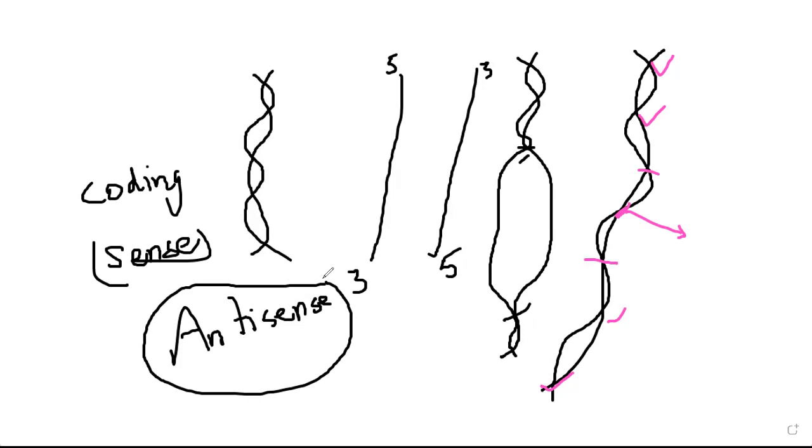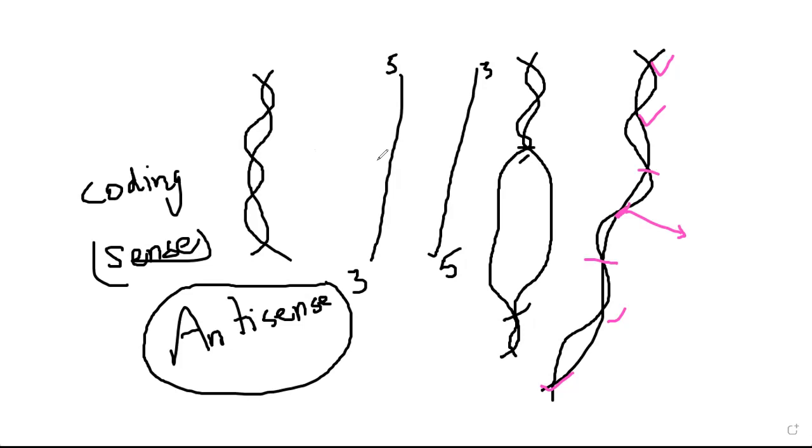So now we are getting back to the same thing. One is the coding strand and the other is the template strand. The coding strand is also called the sense strand, while the template strand is also called the anti-sense strand, correct? Now, the point is why we are calling the coding strand sense and the template strand anti-sense. Any explanation?